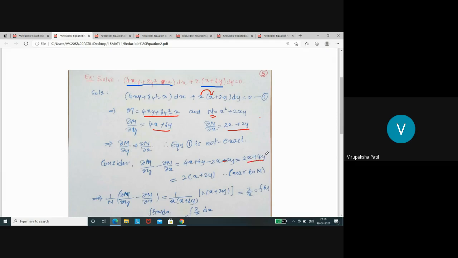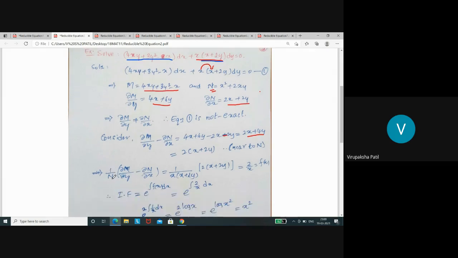Now you can think about which quantity it is near, either M or N. Here 2 is the common quantity, so we can take 2 common and write it as 2(x + 2y). So it is near to what? You observe that N is x(x + 2y), so we will consider that this is near to N. So what we should do is consider 1/N times (∂M/∂y − ∂N/∂x).